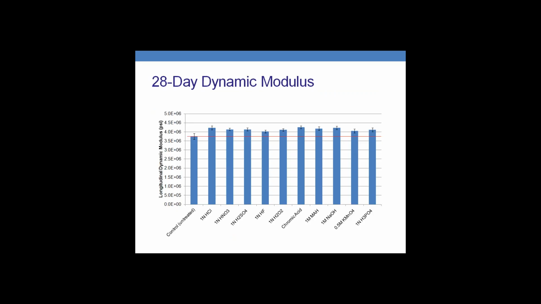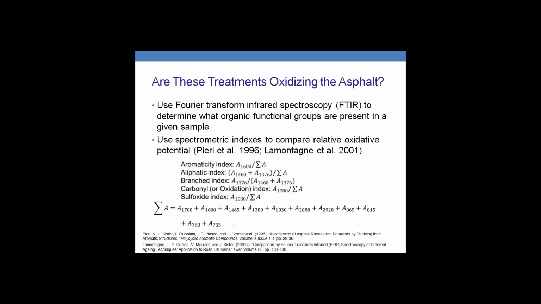So based on resonance frequency, our dynamic modulus appears to be increasing, and actually a statistical increase with some of the treatments. That's telling us that we are possibly oxidizing the asphalt on the wrap. We're possibly getting some sort of bond improvement, but certainly it's not evidence. So the next thing we looked at is to try and quantify the actual carbonyl sulfoxide groups.